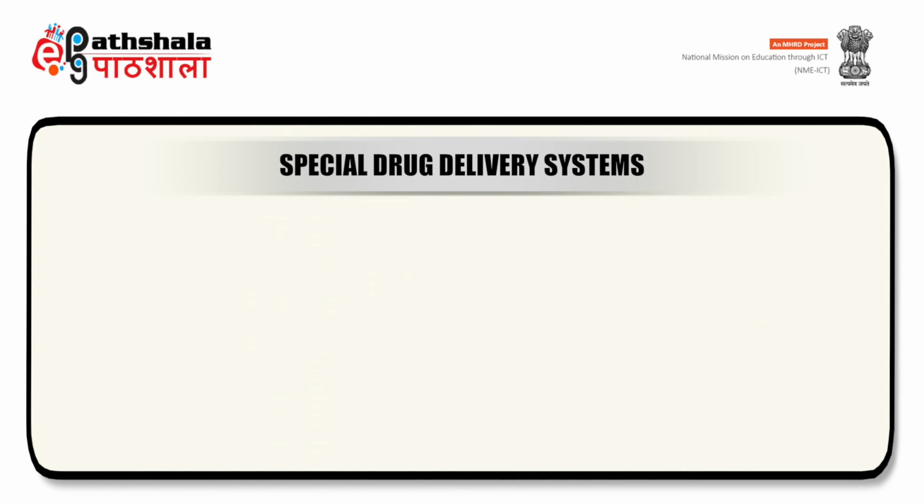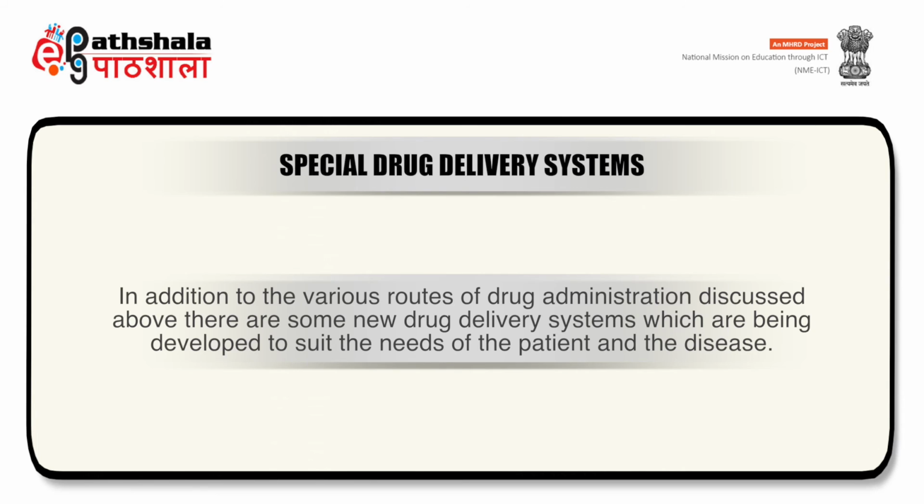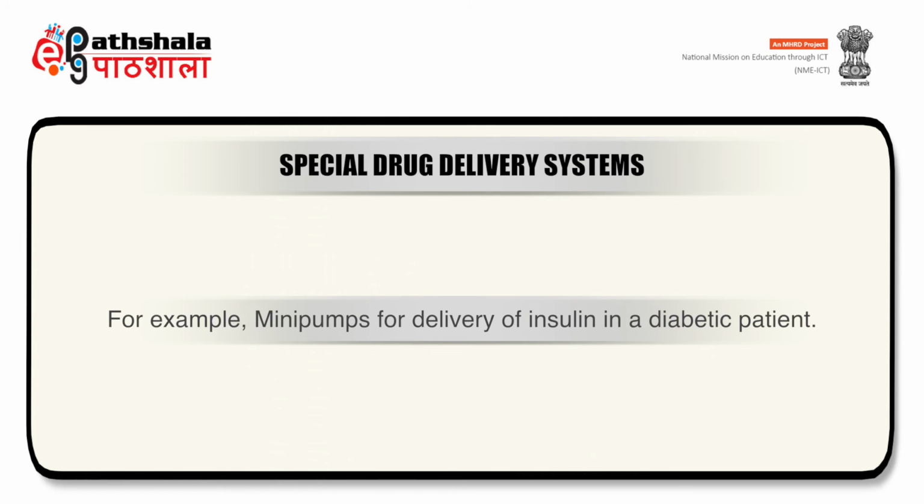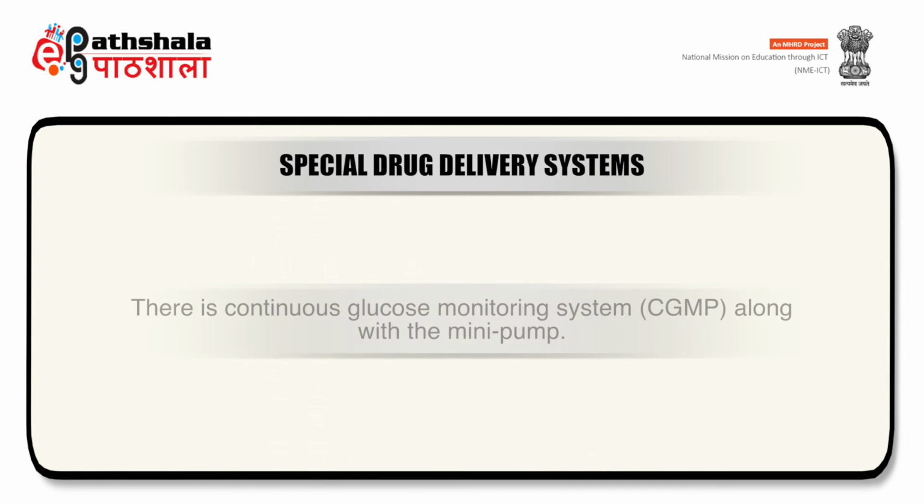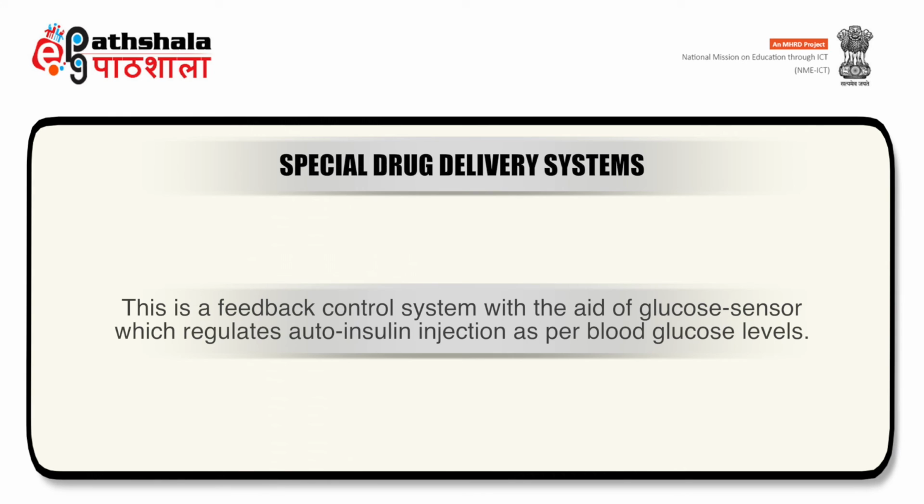Special drug delivery systems. In addition to the various routes of drug administration we have discussed, there are some new drug delivery systems which are being developed to suit the need of the patient and disease. For example, mini pumps for delivery of insulin in a diabetic patient. An implantable mini pump is being used to administer insulin in patients with diabetes. There is a continuous glucose monitoring system along with the mini pump, and this is the feedback control system in which the glucose sensor regulates automatic insulin injection as per blood glucose level.